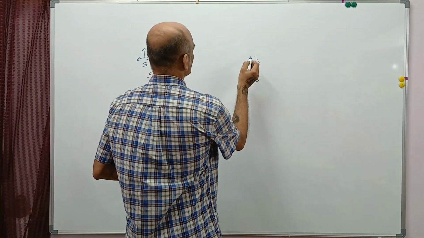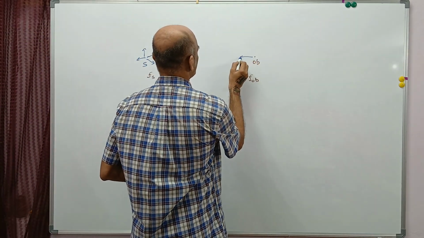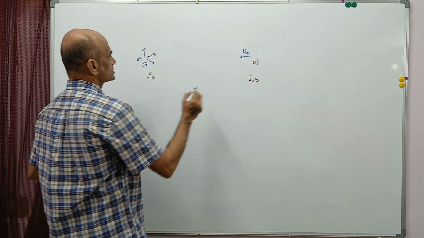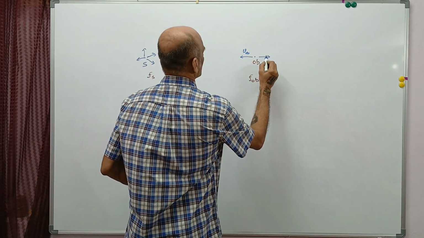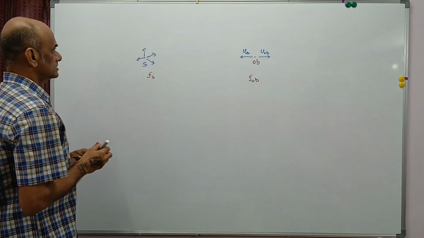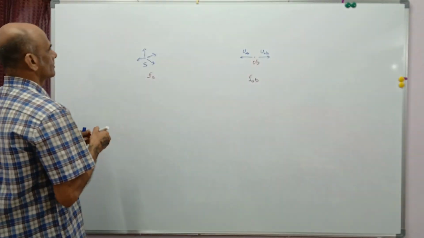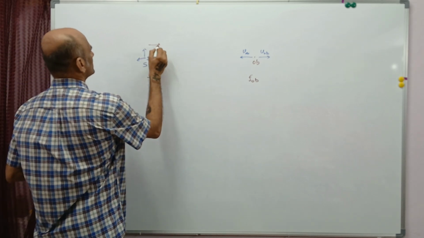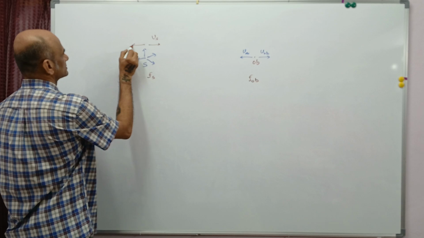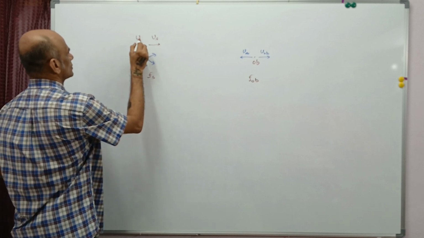The observer can move, say, with a velocity VOB, either towards the source or away from the source. Similarly, the source can move towards the observer with some velocity, say Vs, or it can move away from the observer with some velocity Vs.